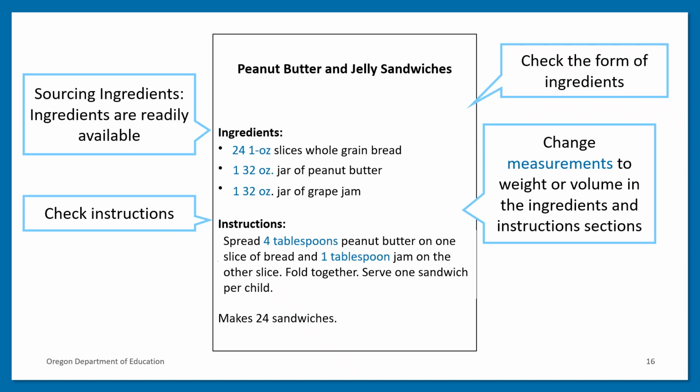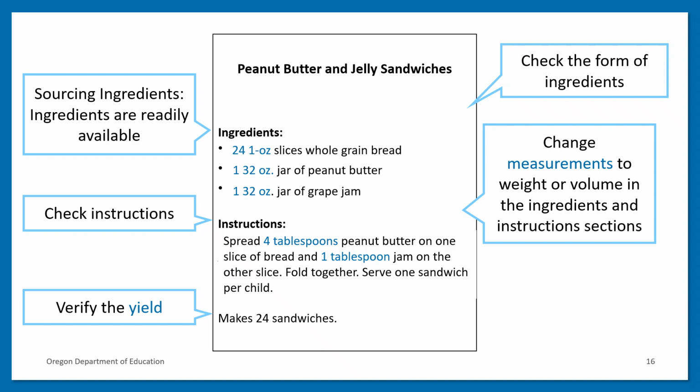Update the recipe to include the amount of peanut butter and jam, and in this case, you see that you will need about 4 tablespoons of peanut butter to ensure sufficient crediting for the meat alternate component. Finally, check your yield. You only have 24 slices of bread and you need 2 slices of bread per serving.